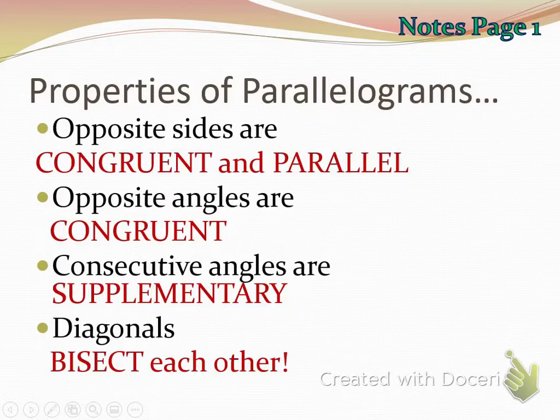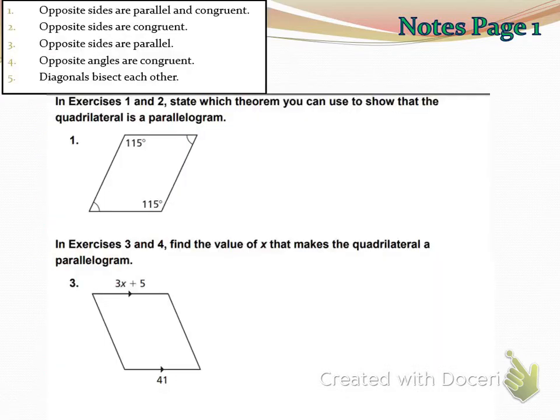It has to be a completed sentence and a completed thought for it to be correct. You're not writing them out. You're going to more so be doing state which theorem you use to show that you have a quadrilateral that is a parallelogram. Those properties are essentially what proves that you have a parallelogram. If you have any one of these, you have a parallelogram, and you would write which one you have to prove it.